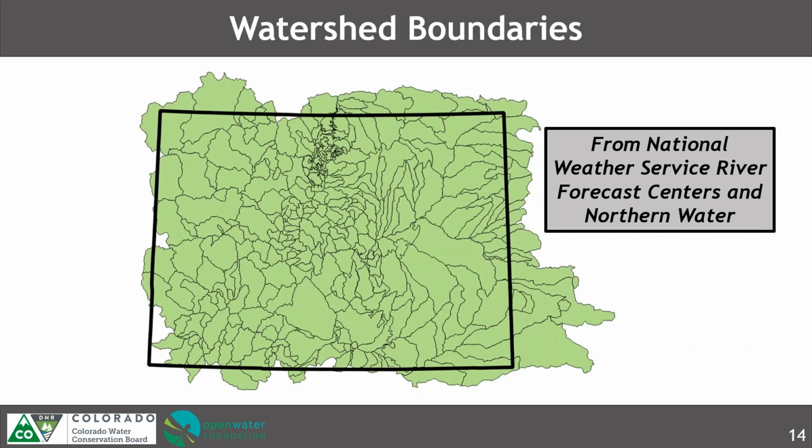The watershed basin boundaries used to process the SNODAS tool statistics are provided by the National Weather Service River Forecast Centers. There are also a few elevation-specific basin boundaries that were provided by Northern Colorado Water Conservancy District, and those are located in the northern central area of Colorado. I'll now pass this over to Steve, where he'll give you a demonstration of the product.